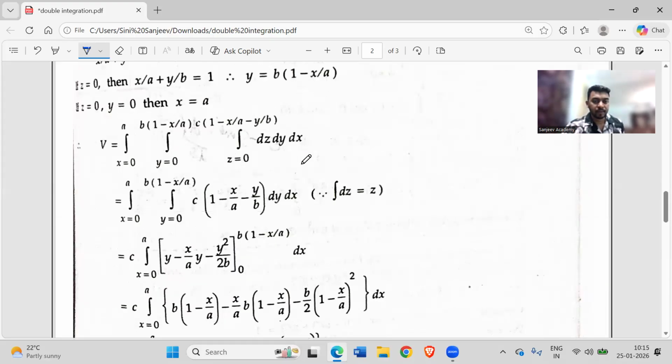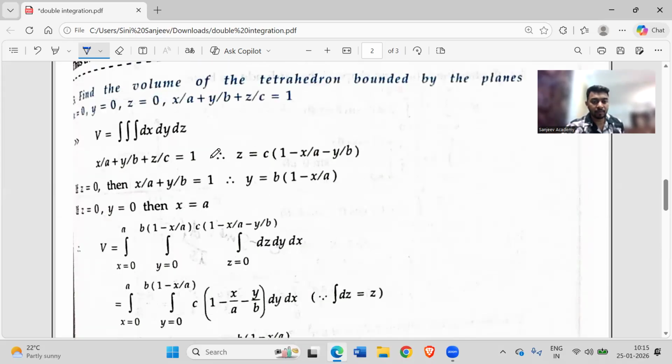Just like we did in the previous problem, the same thing. Where I told you to find z first. You got this. Then put z is equal to 0. In this equation, if z is equal to 0, this term is gone. Then x by a plus y by b is equal to 1. Then put y is equal to 0. If y is equal to 0, the y by b term is gone. So x is equal to a.